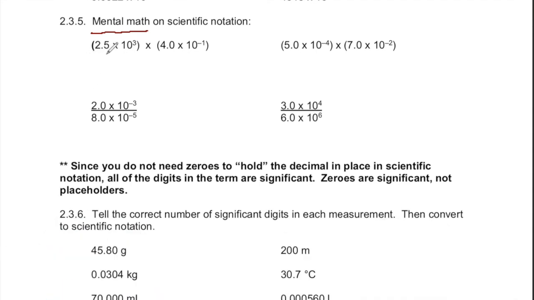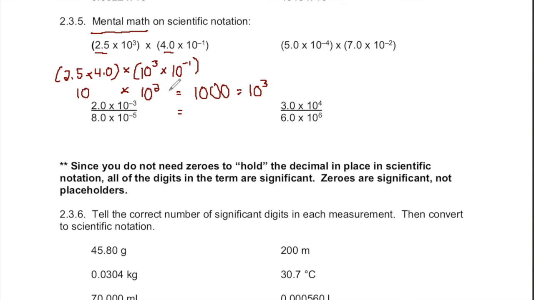So here we have 2.5 times 10 to the 3 times 4.0 times 10 to the negative 1. So we can rearrange these, and we can have 2.5 times 4.0 times 10 to the 3 times 10 to the negative 1. And 2.5 times 4 is 10. 10 to the 3 times 10 to the negative 1 is 10 to the 2. And 10 times 10 to the 2 is the same as 1 times 10 to the 3, which is the same as 1,000.